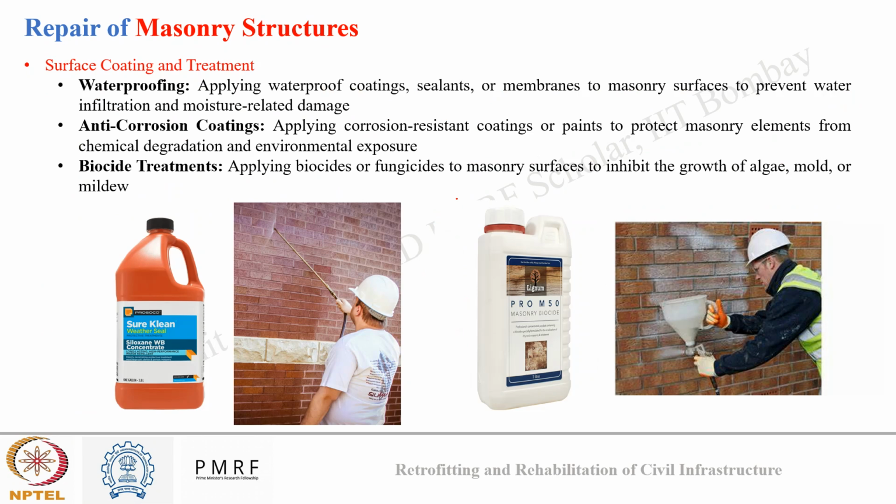Here, based on the distress reason, there are three types of coating that can be used. So these are waterproofing coating. Applying waterproofing coating, sealants or membranes to the masonry surface to prevent moisture infiltration and moisture related damage. So waterproofing coatings are used when moisture infiltration is the reason behind the distress.